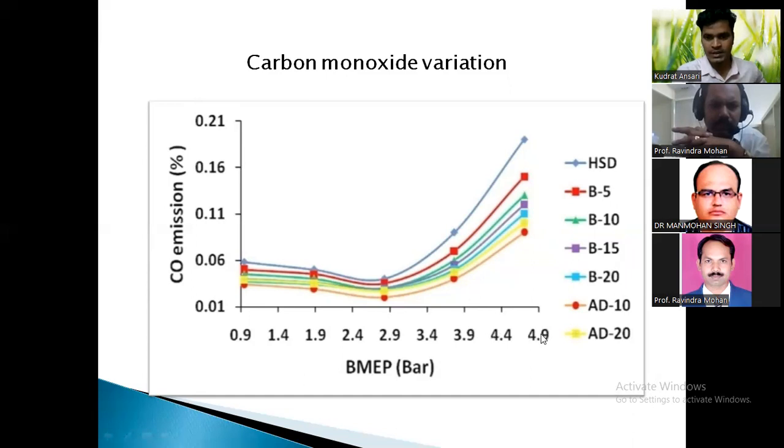But when the pressure increases to 4.9 bar, we can see the carbon monoxide emission for HSD, meaning high sulfur diesel, is more compared to all of them, and the lowest is for the 80-10% blend, meaning 10% of Mahua oil and the remaining 90% natural diesel, having the lowest carbon monoxide emissions.